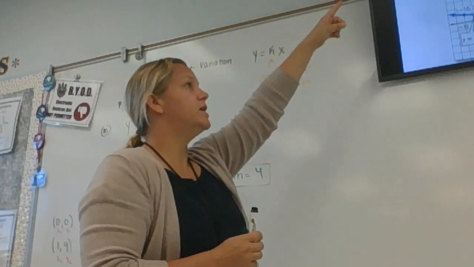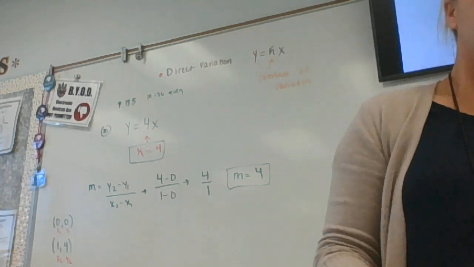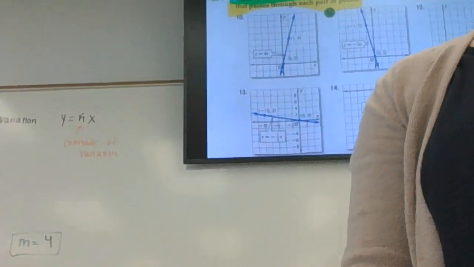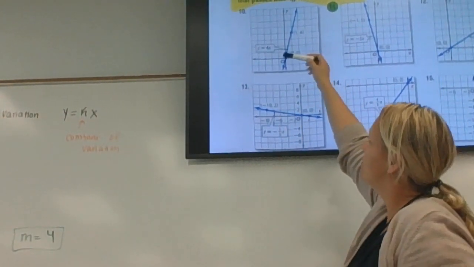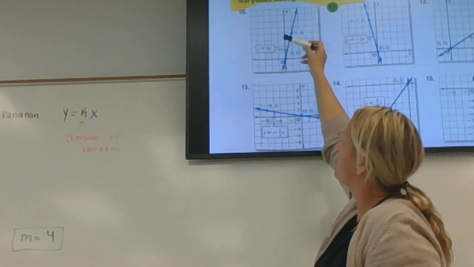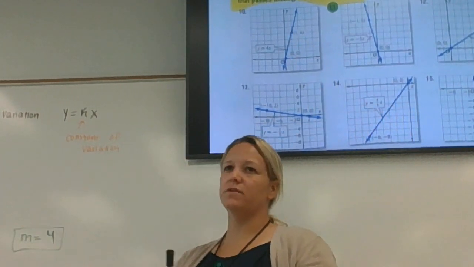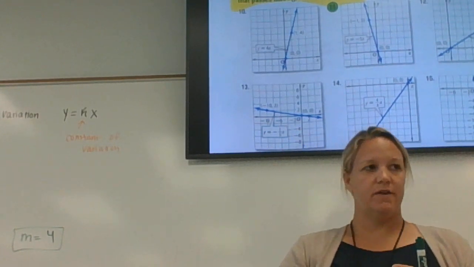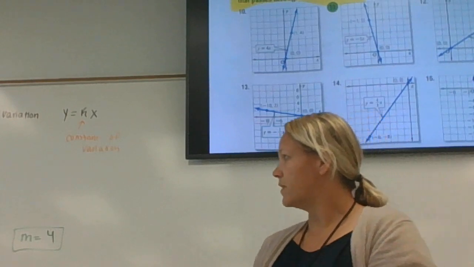You can look at the equation in C4, or you can do slope formula in C4. You can also look at the graph and see the rise over run. That's what we talked about Friday. If I count rise over run, it's rise 1, 2, 3, 4, and over 1. So all three of those things match: constant of variation, slope formula, rise over run. Okay, let's do 12.